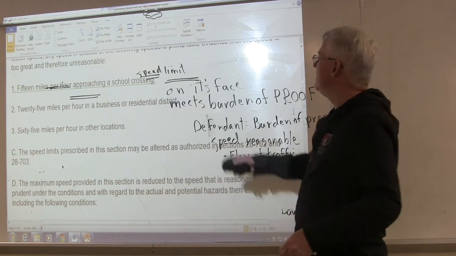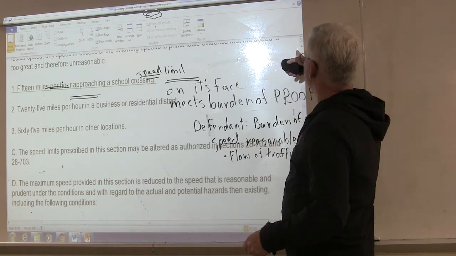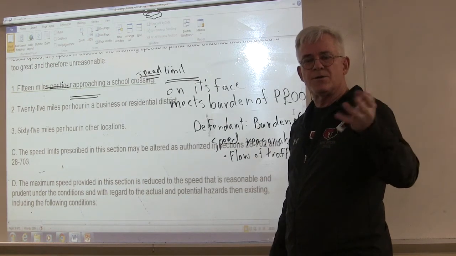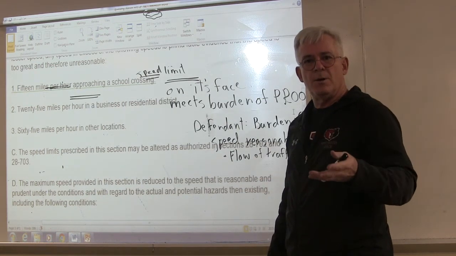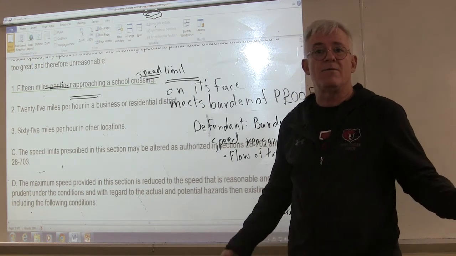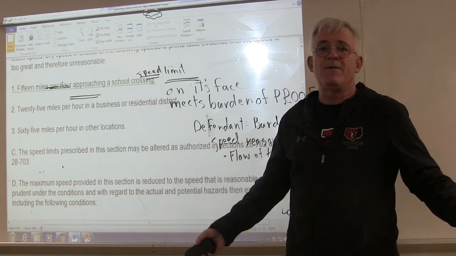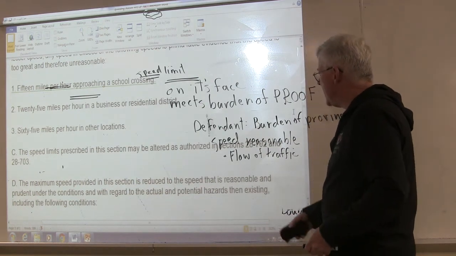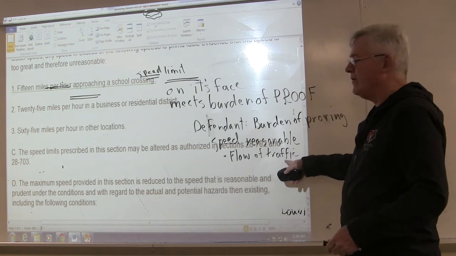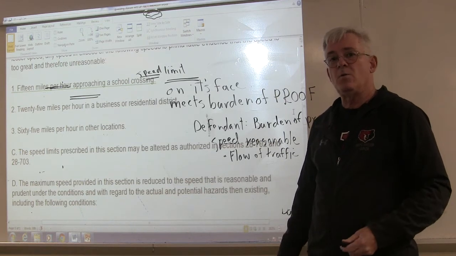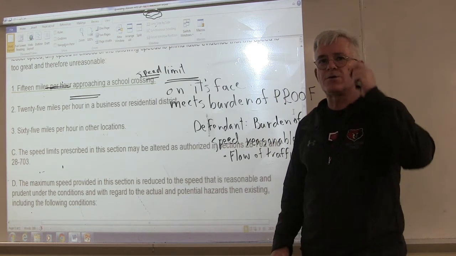How could you do that? Well, you could go out and measure a distance on the road and use a timer. Speed is distance divided by time, and show a whole bunch of people are driving over the speed limit. Could you bring in a friend that says, I drive that road every day and everybody goes 55 miles an hour? Yeah, okay. But you can, by presenting evidence that you were driving in the flow of traffic, show that your speed was reasonable. Let me give you another example.